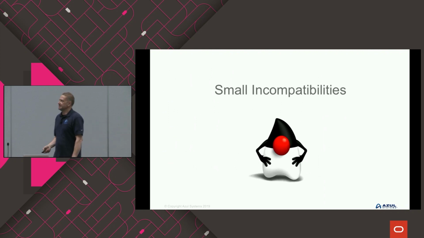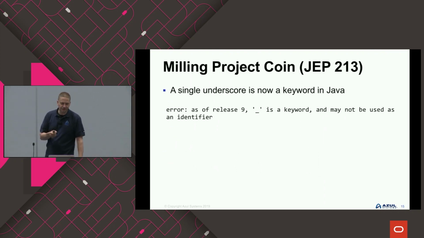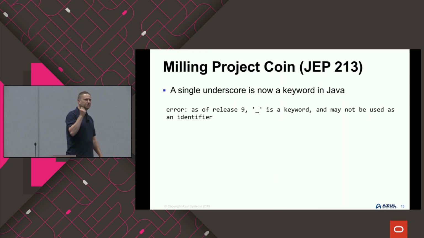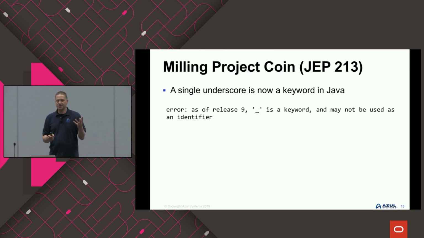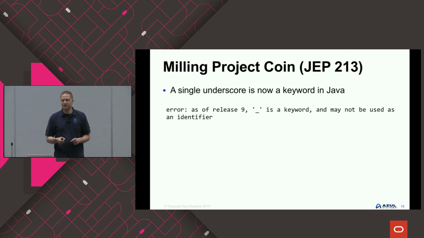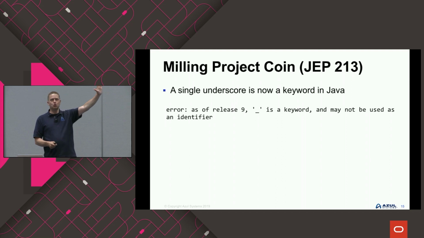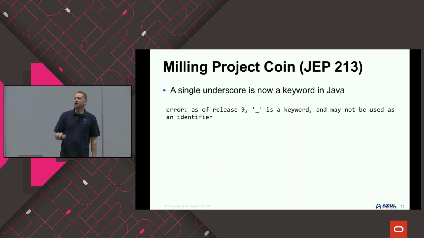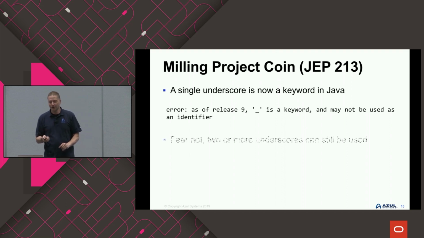Small incompatibilities in JDK 9. So the first of those is a single underscore is now a keyword in Java, which means that if you were to try and use a single underscore as a variable name, you would get an error, as release 9 says it is a keyword and may not be used as an identifier. Who here has used a single underscore as a variable name? Good. Well, I did check, and it turns out that if you had used a single underscore as a variable name, that it's not a problem.